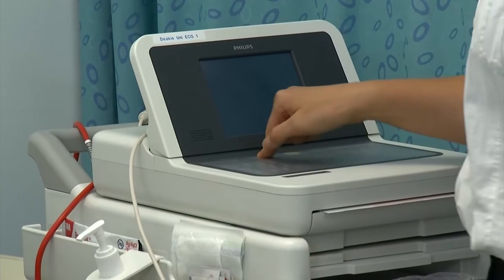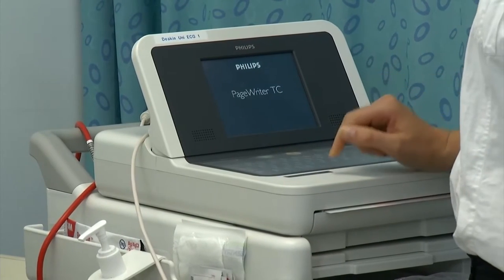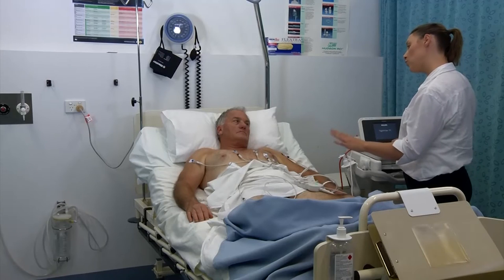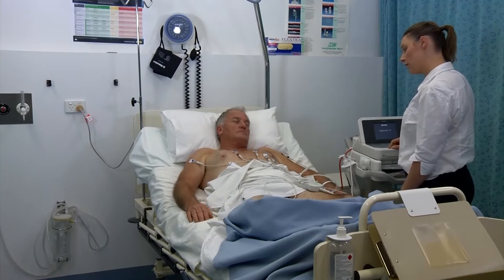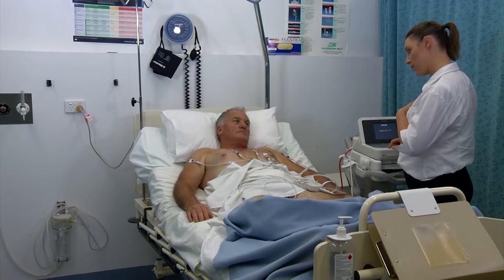Turn the machine on and enter any data required after calibration. Remind the patient to stay still while the ECG is obtained.